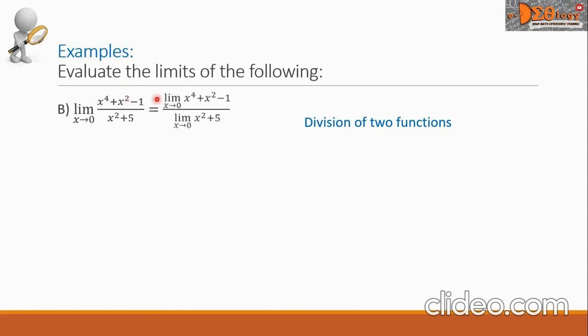So we write here the limit of x raised to 4 plus x squared minus 1 as x approaches 0 all over the limit of x squared plus 5 as x approaches 0. Let us evaluate the numerator and denominator respectively. So we have now 0 raised to 4 plus 0 squared minus 1 for the numerator. In the denominator, we have 0 squared plus 5. We can simplify this fraction into negative 1 over 5, and our final answer is negative 1 over 5.